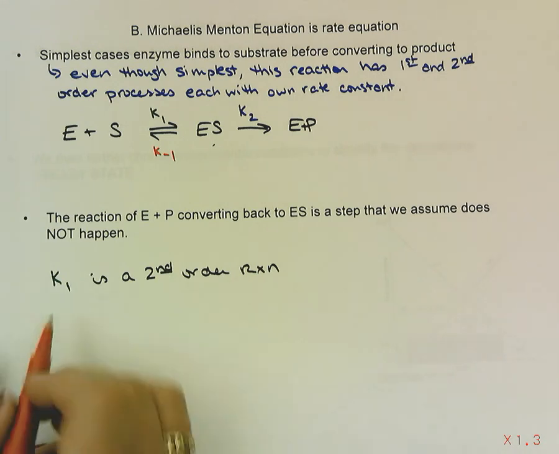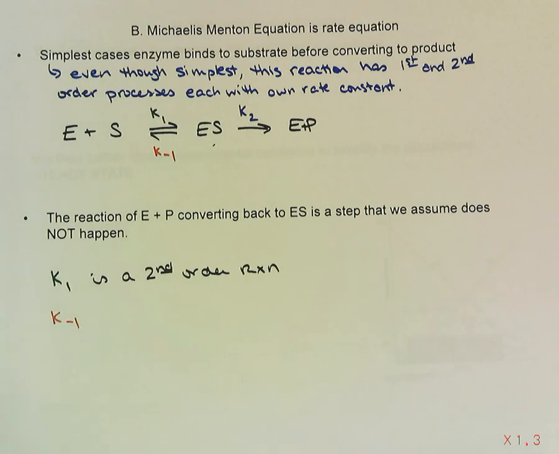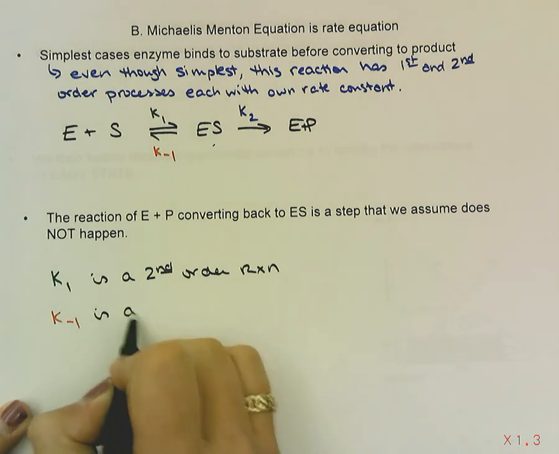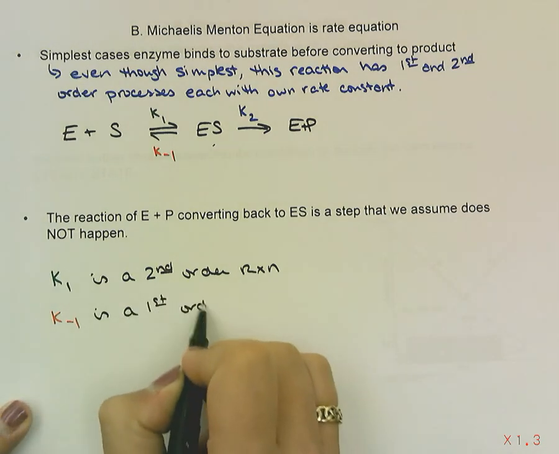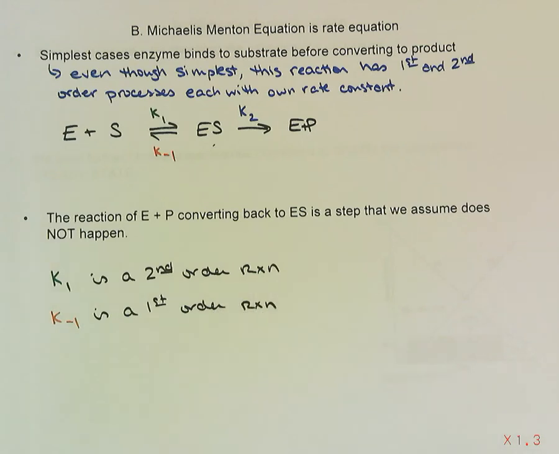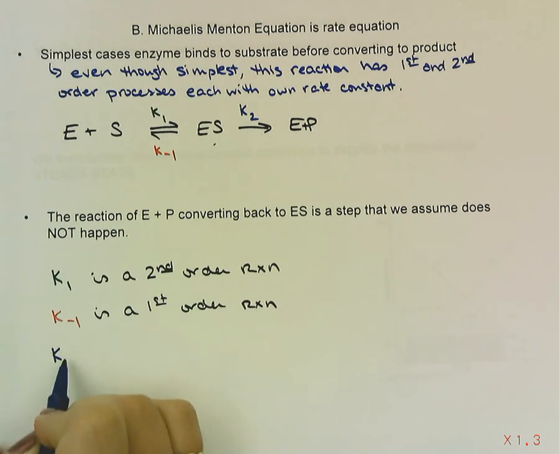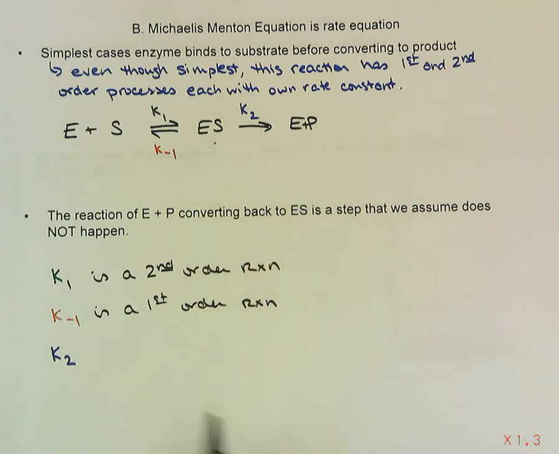Let's look at K minus 1. How many reactants participate in the K minus 1 reaction? 1. So what is that kind of reaction? First order. And then looking at K2, what kind of reaction is that? It is still first order because it's one thing going to two things. That's still first order.